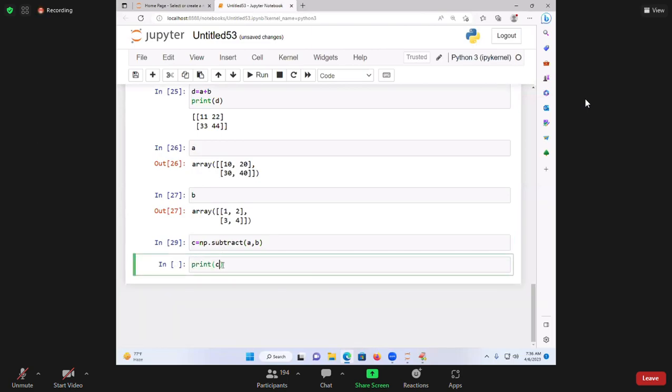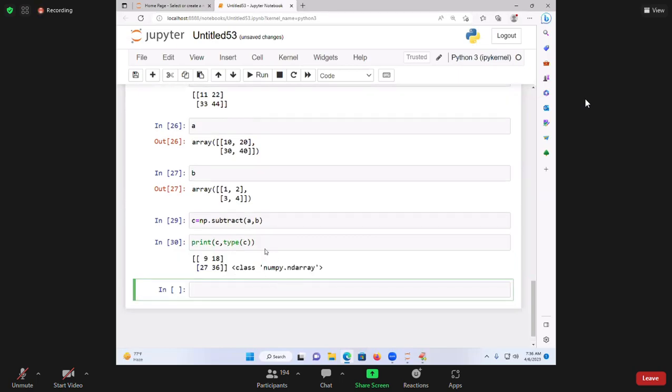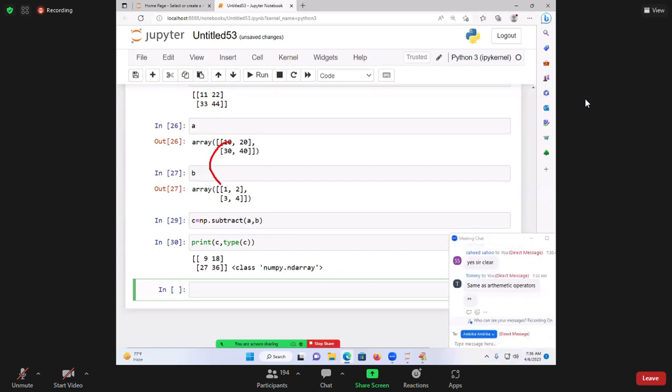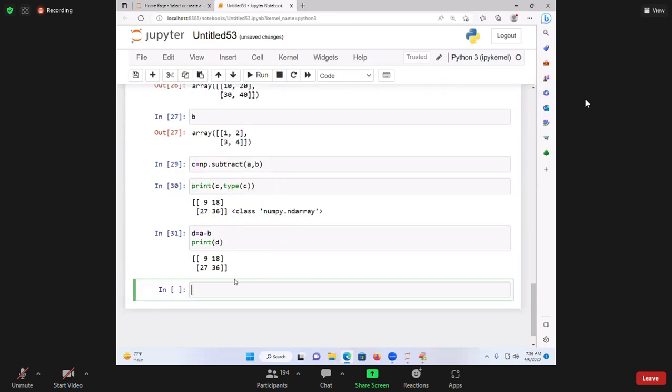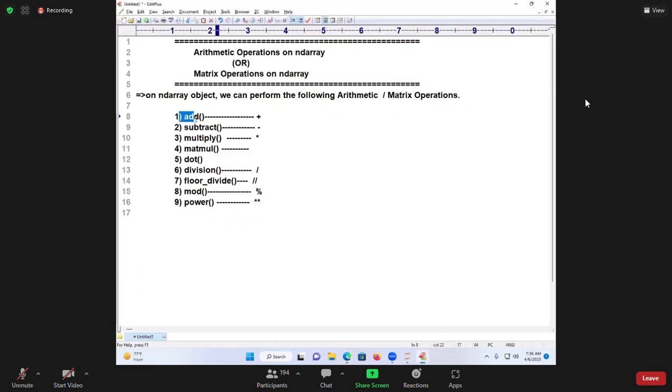Print of C. You see the type of C, that is also an ndarray object only. So 10 minus 1, 20 minus 2, 30 minus 3, 40 minus 4. Got the subtracting of matrices. You can also do the same thing by using D is equal to A minus B, and print of D. Same answer is coming, right? So here the function is called add with the plus operator, subtract with the minus operator. Go to the next.